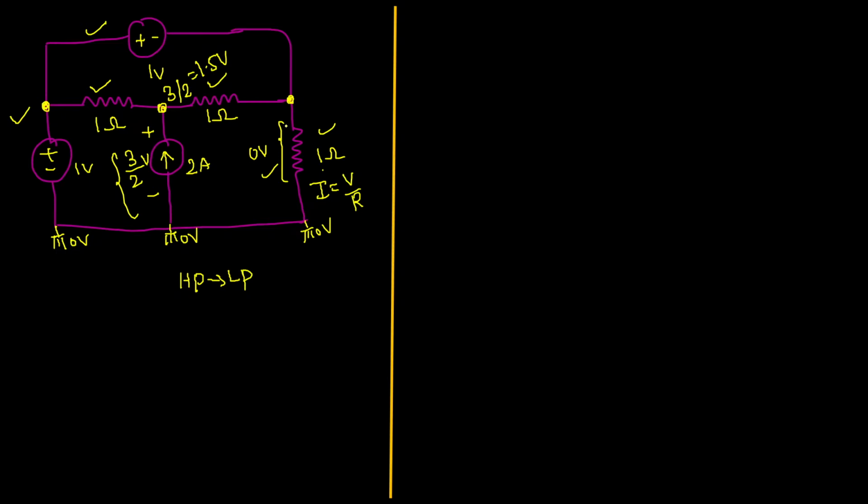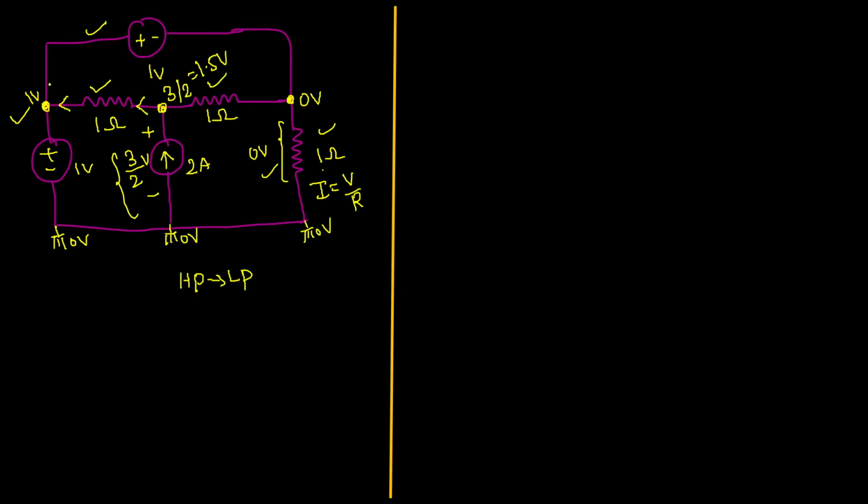This is sufficient. Now if you observe, sir, at this junction we have 0 voltage and at this junction we have 1 voltage. Already we found these values. So what I can say is current will flow from higher potential point to lower potential. Yes sir. So in this 1 ohm, first 1.5, here it is 1.